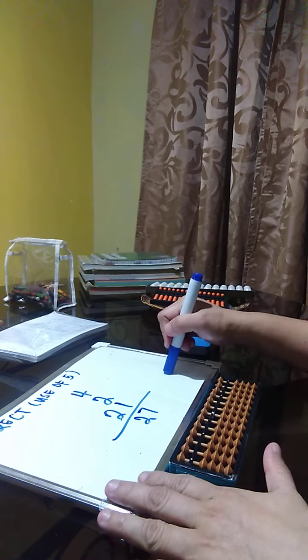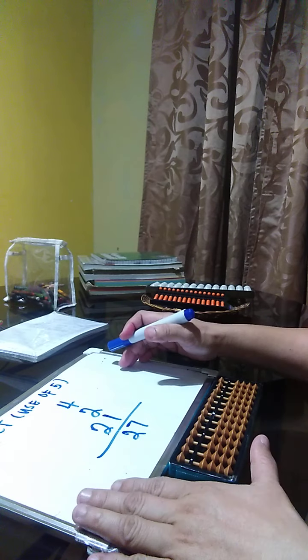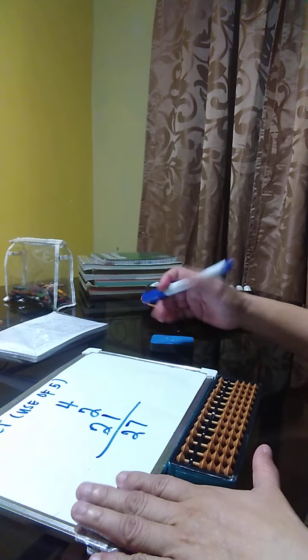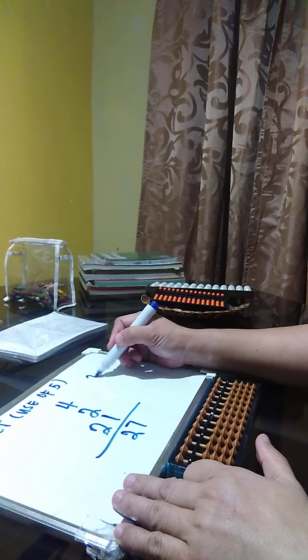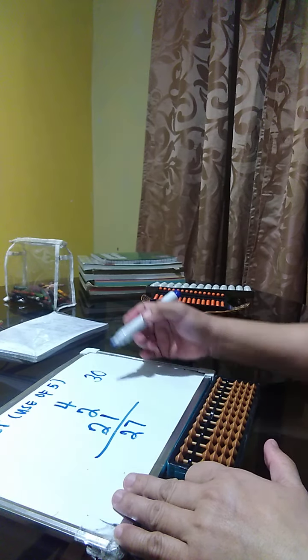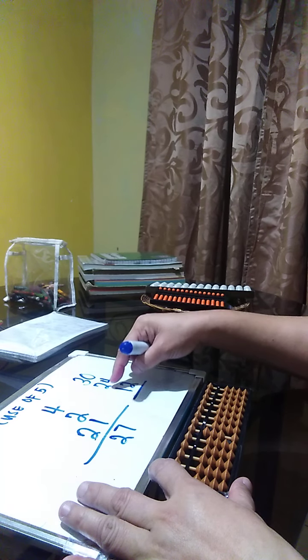Let's have another example. I want the tens place. So let's say I have here 30. I want to add 24, and then I have to add 12. This is a little bit tricky. Kindly watch carefully. So I have here 30. I want to add 24.